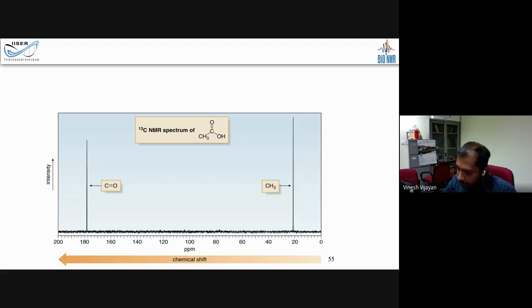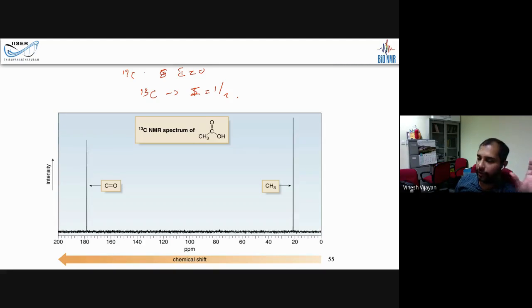So carbon, as I told you, the magnetic moment depends on the gyromagnetic ratio. Now, for carbon-12, the spin is 0, so there is no NMR possible. For 13C, the spin is half, so it is possible. But the problem is that 13C is only 1% of all carbon. So if you have 100 molecules of CH4, only 1% of them, one methane carbon, will be labeled with carbon-13.